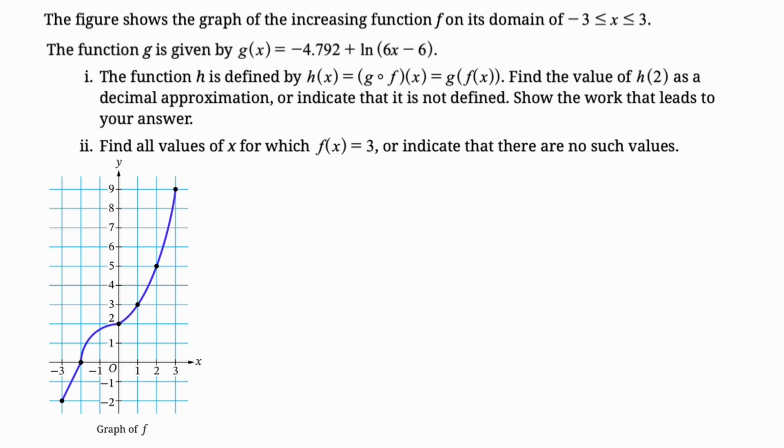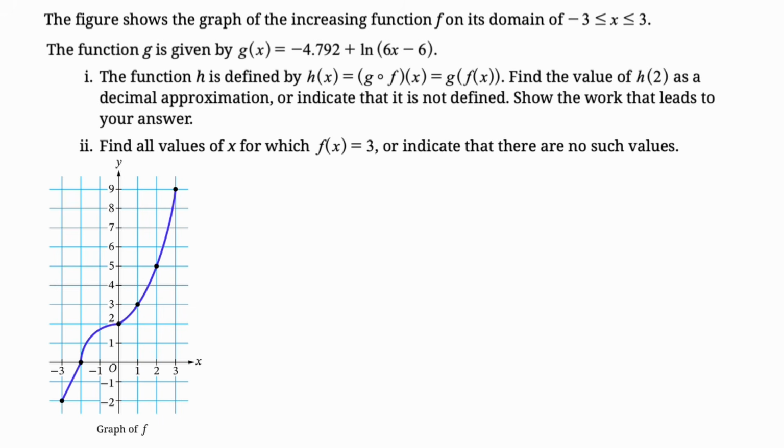The figure shows a graph of the increasing function f on its domain from -3 to 3. The function g is given by g of x equals -4.792 plus natural log of 6x minus 6. Number 1. The function h is defined by h of x equals g of f of x. And then they give you both notations for that in case you studied one and not the other, I guess. Find the value of h of 2 as a decimal approximation or indicate that it is not defined. Show the work that leads to your answer.